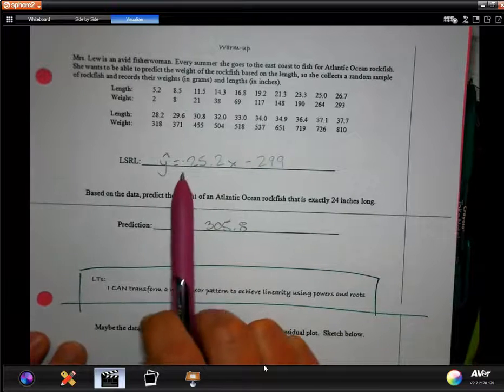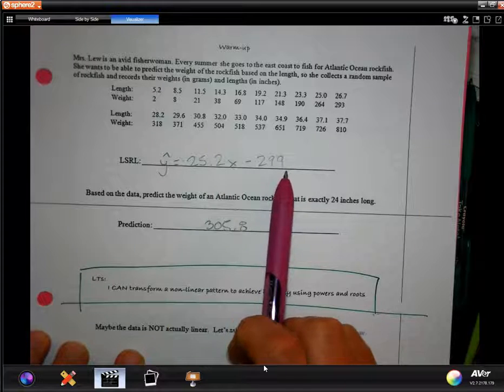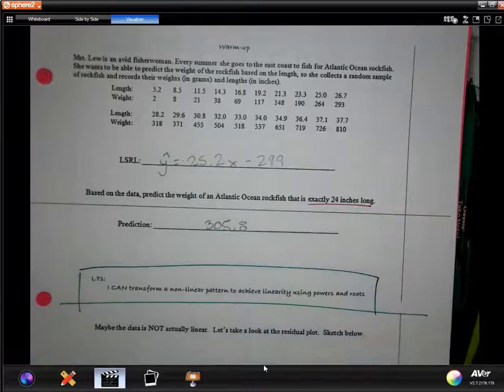So y hat is equal to 25.2x minus 299, which then when you make a prediction for a rockfish that is 24 inches long, you get 305.8.